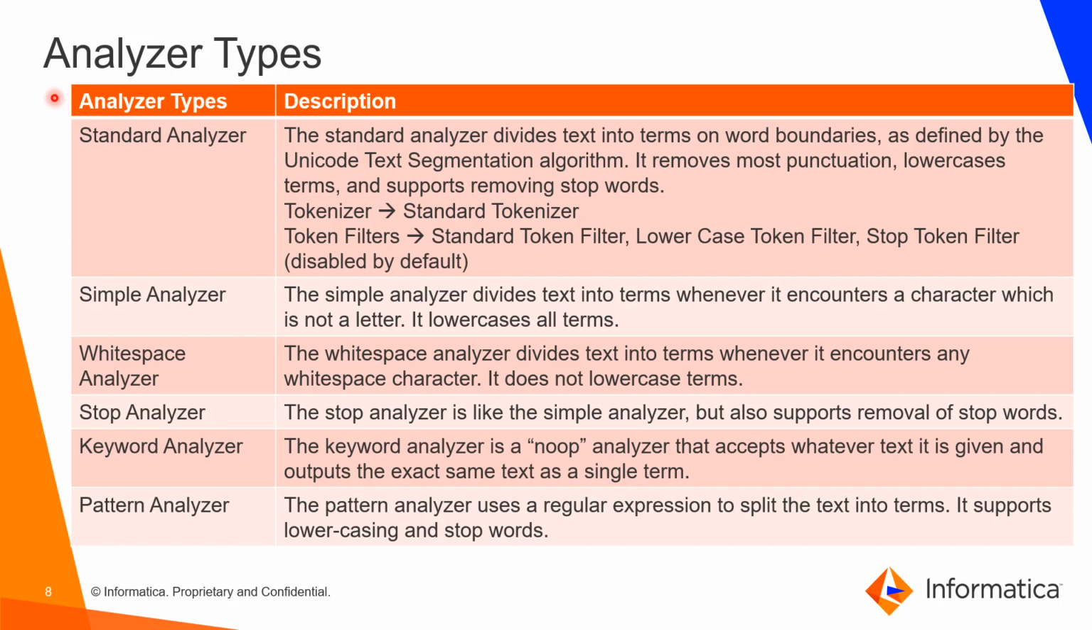token filters and tokenizers. So we have the standard analyzer, which we commonly use, which is a combination of the standard tokenizer, lowercase token filter, and stop token filter. The simple analyzer is mostly just lowercase. Whitespace splits on white space but does not do the lowercase conversion. The stop analyzer only supports removal of anything in the stop words list. Keyword is a no-op analyzer: it takes the text as it is and gives the output as a single term. And the pattern analyzer is based on a regular expression. So these are the common analyzer types.